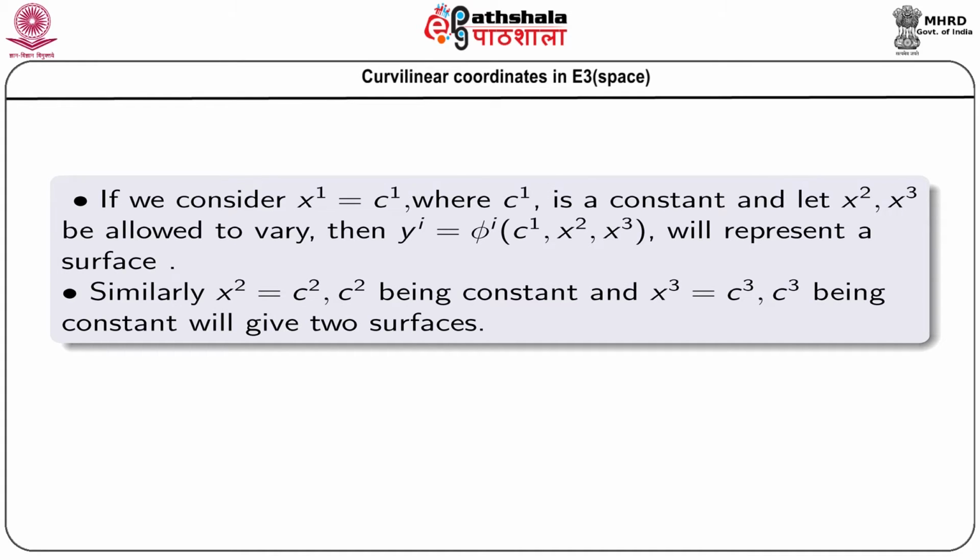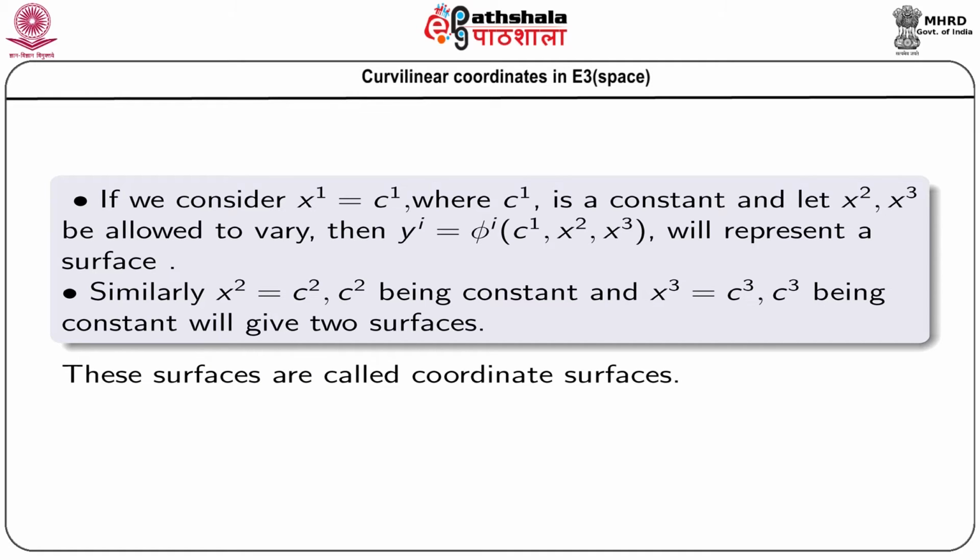Similarly, for x2 equal to c2, where c2 is constant, and here x1, x3 will vary, and again x3 equal to constant c3 and x1, x2 will vary, will also give 2 more surfaces. So, there are 3 surfaces coming out when you are considering x1 equals to constant, x2 equals to constant and x3 equals to constant. Now, these surfaces are called coordinate surfaces.